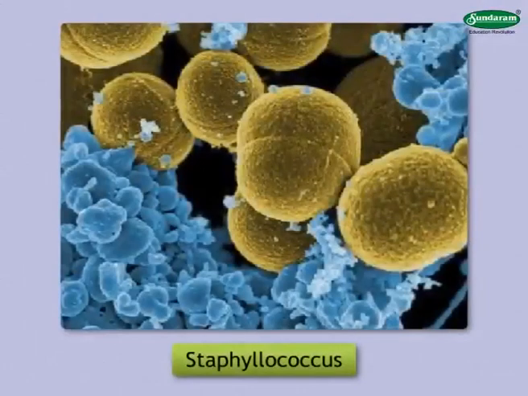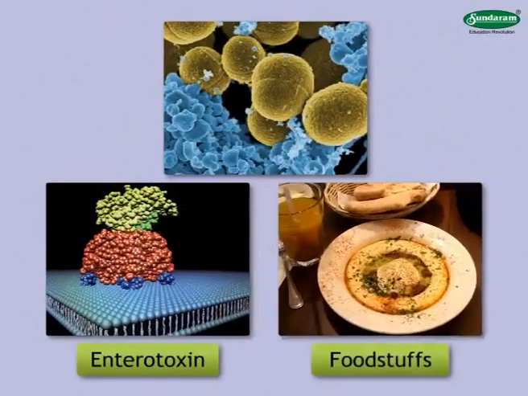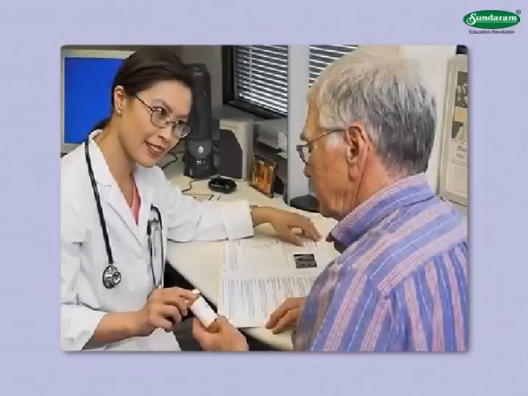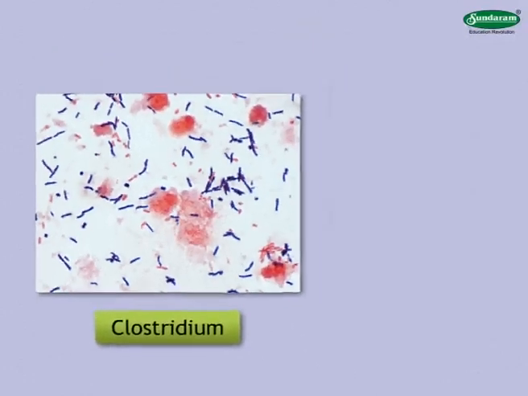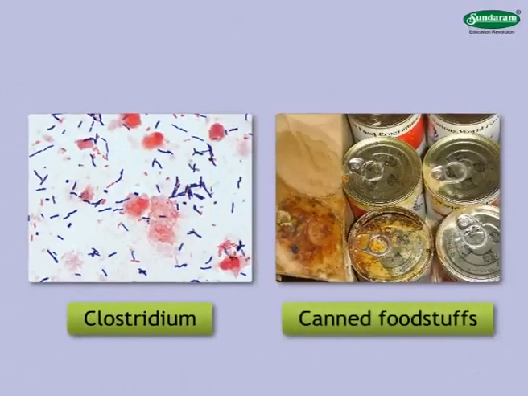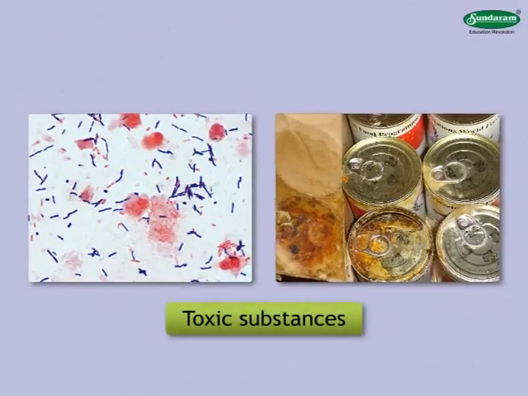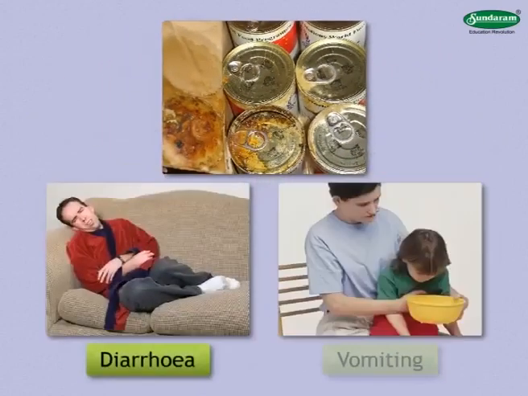The Staphylococcus bacteria produce a poisonous substance called enterotoxin as it grows on foodstuffs. Eating such foodstuff can cause diarrhea and vomiting. However, the illness can be cured easily by timely treatment. Bacteria called Clostridium are likely to grow in canned foodstuffs after their date of expiry. They produce toxic substances as they grow in foodstuffs. Eating these foodstuffs causes diarrhea and vomiting.